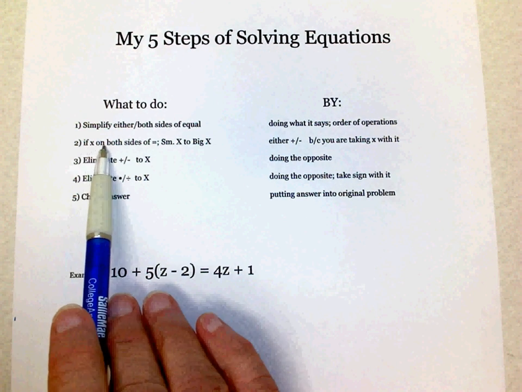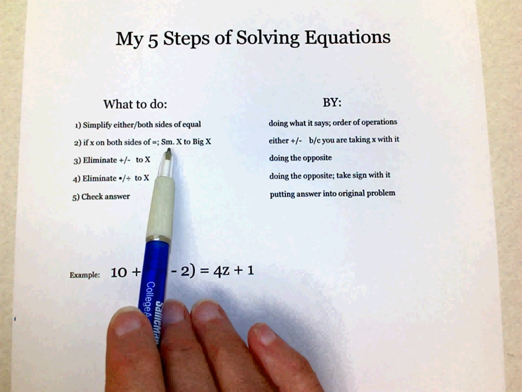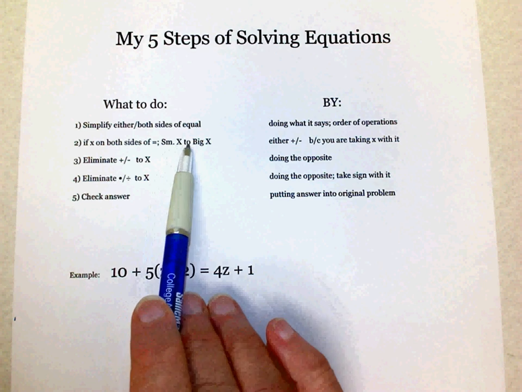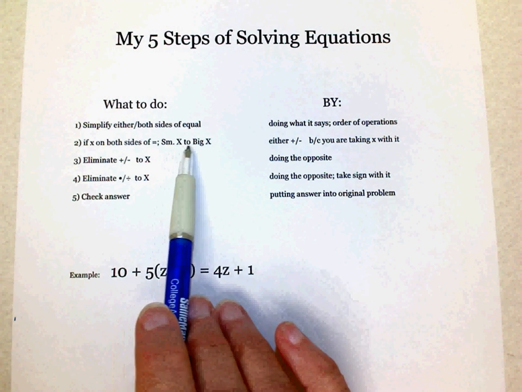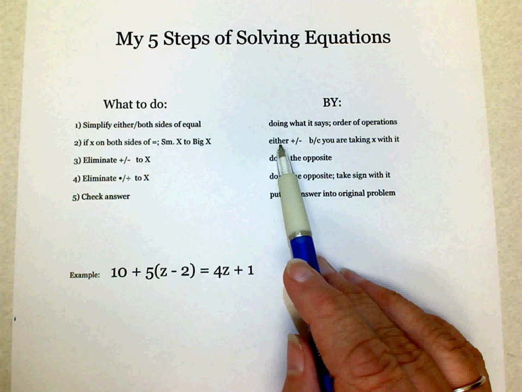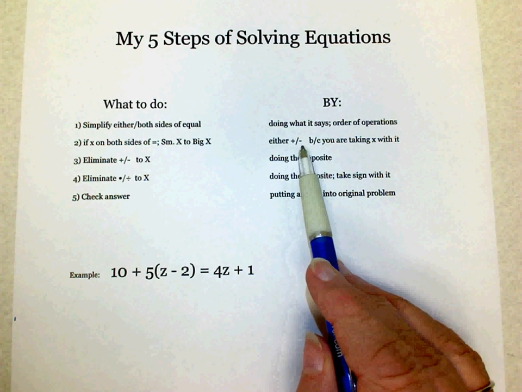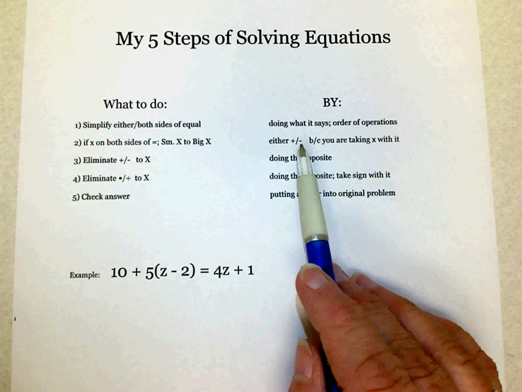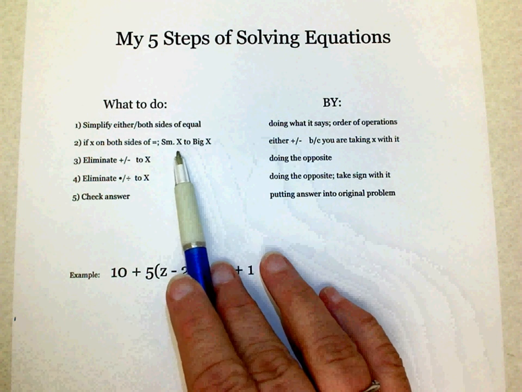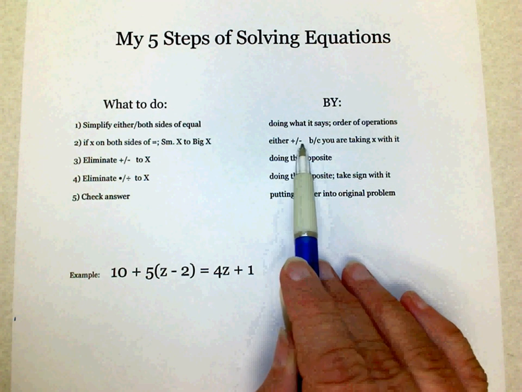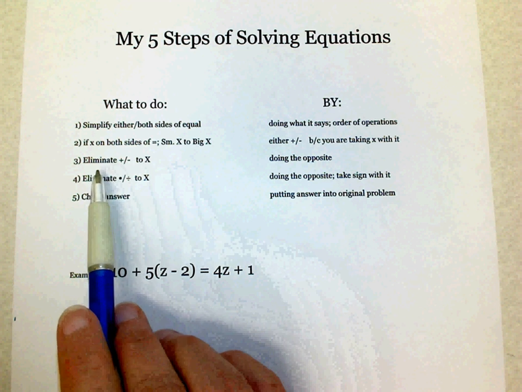2, if x is on both sides of equals, usually what you want to do is take small x to big X, or small y to big Y, whatever variable's there. And you do this by either adding or subtracting, because you're taking the x with it. And if it's added on one side, to get it to the other side, you're going to subtract. So you're going to do the opposite of whatever it is.